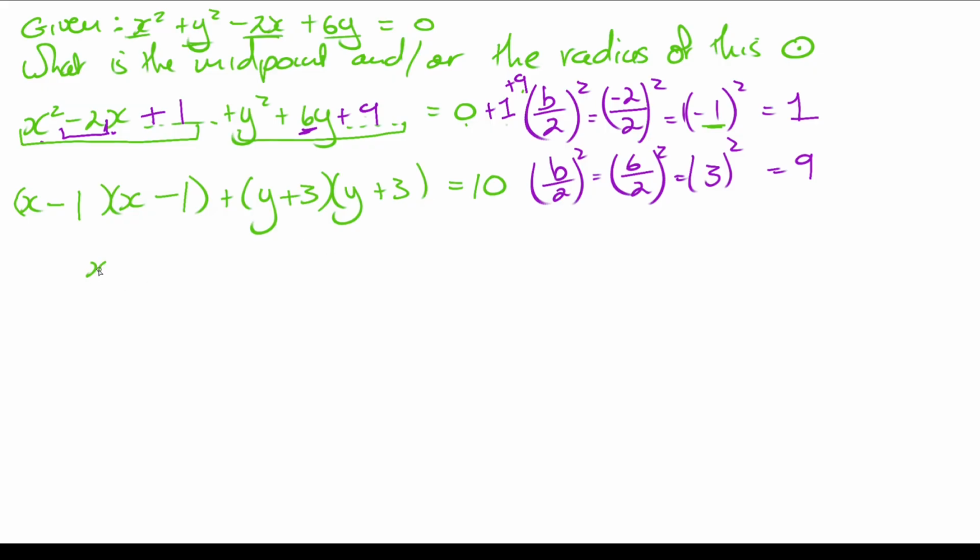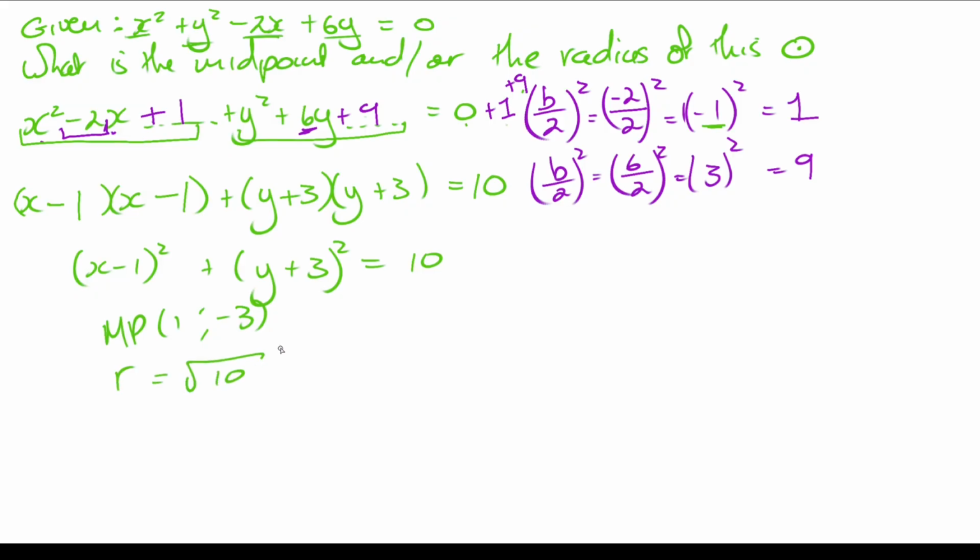And that's basically it. (x - 1) squared plus (y + 3) squared equals 10. So our midpoint is (1, -3), and our radius equals the square root of 10. Bam! Woohoo! You did it!